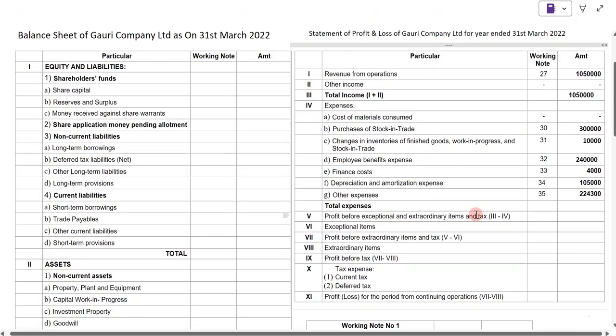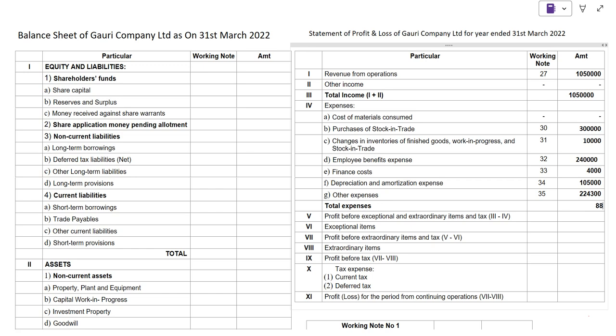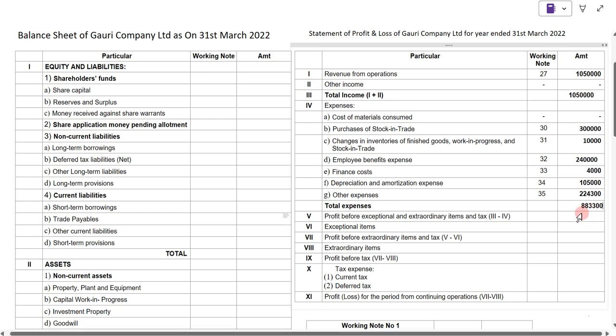Now, after this, we have to find the total of expenses. So, add all these expenses. After adding all these expenses, the total of expenses will be 8,83,300. So, this is the total of expenses.